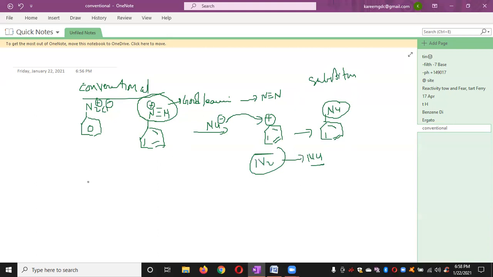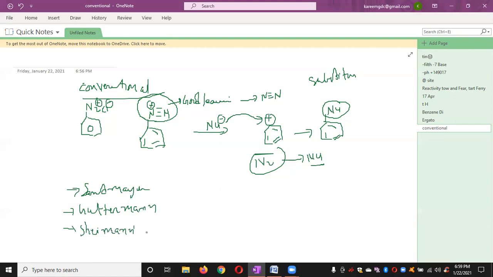Okay, so let's see some important reactions. The important reactions are a few. The first one is the Sandmeyer reaction. The second one is the Gattermann reaction. And the third one is the Schiemann reaction.